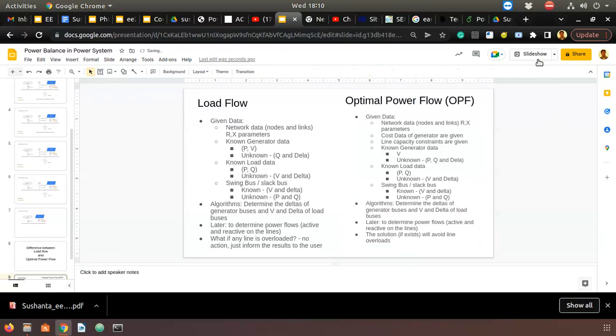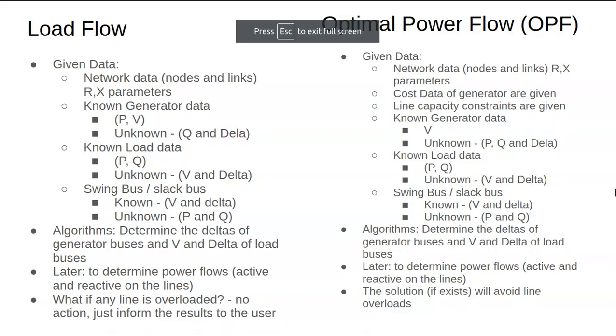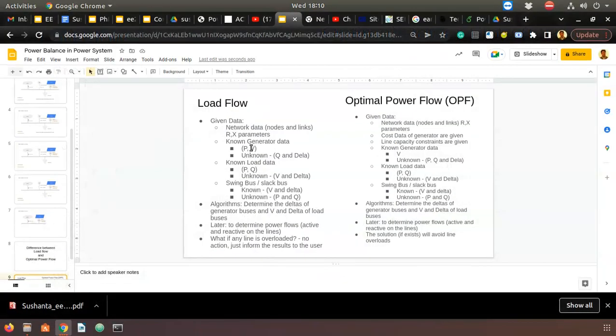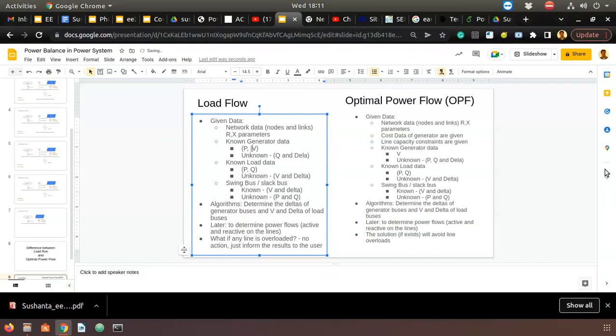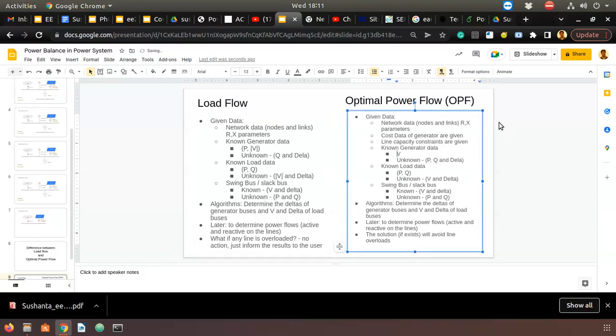Okay, so once again, just have a look at it. The only difference from here to here is that here we know the generator data. V is known. Strictly speaking, we should say the magnitude of V, the absolute value of V. V is a phasor, right? Here also we can say like that. But anyway, that is getting too much into detail.